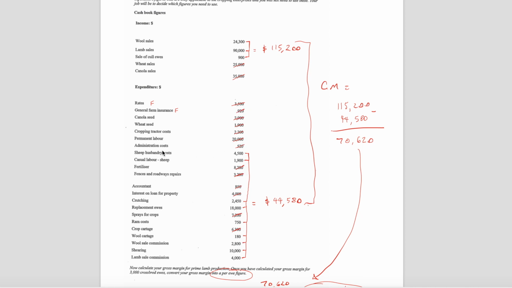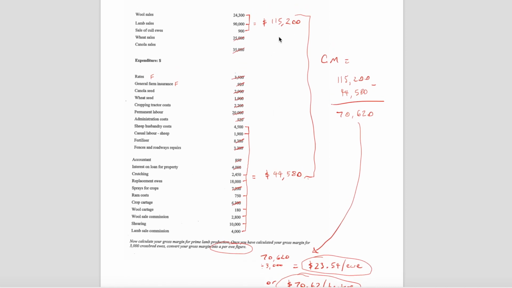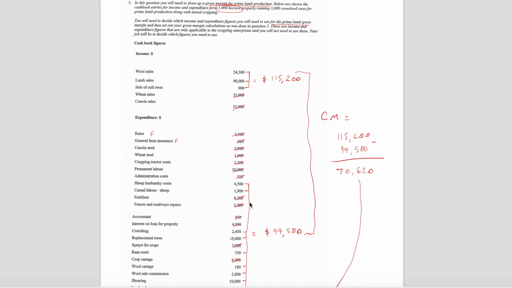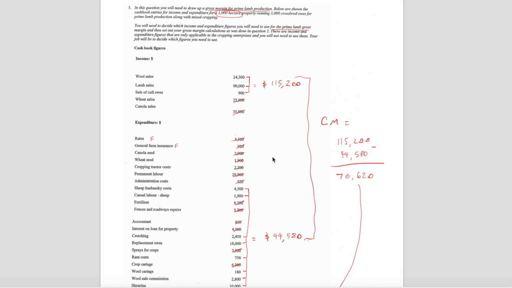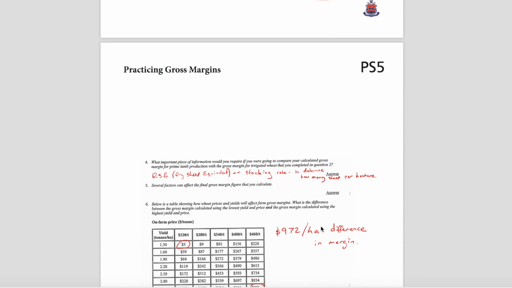And just included sheep husbandry costs, casual labor, the things that are variable, I've included those for $44,580. The total income was $115,200. So you subtract $44,580 from $115,200, which gives you $70,620. And if you divide that per ewe, because there's 3,000 ewes, it says up here, it's $23.54 a ewe, or if you divide it by 1,000 hectares, then you get $70.62 per hectare.